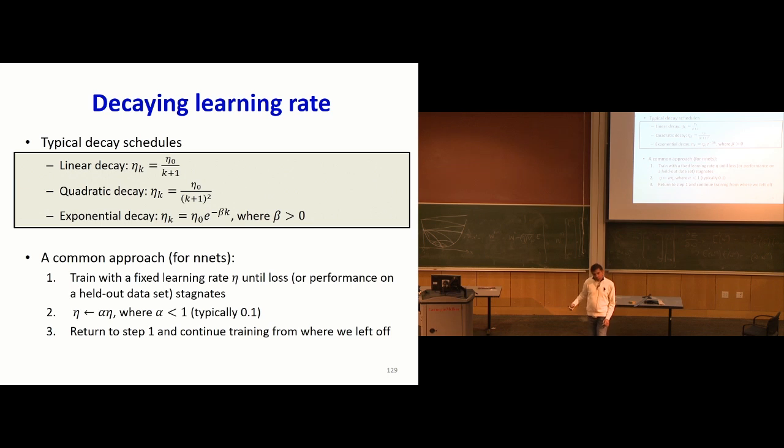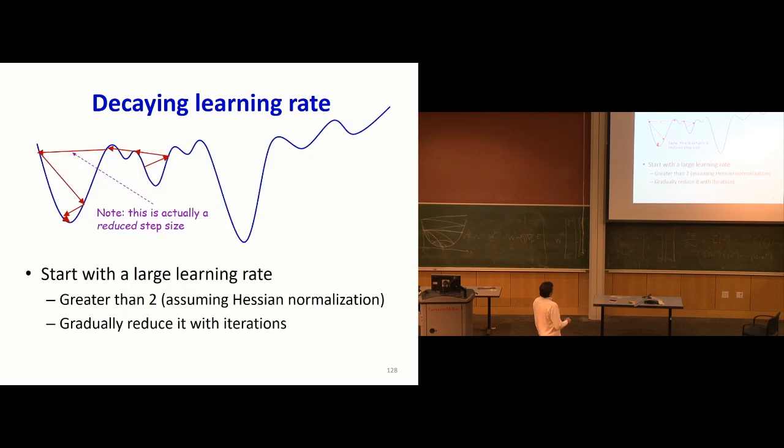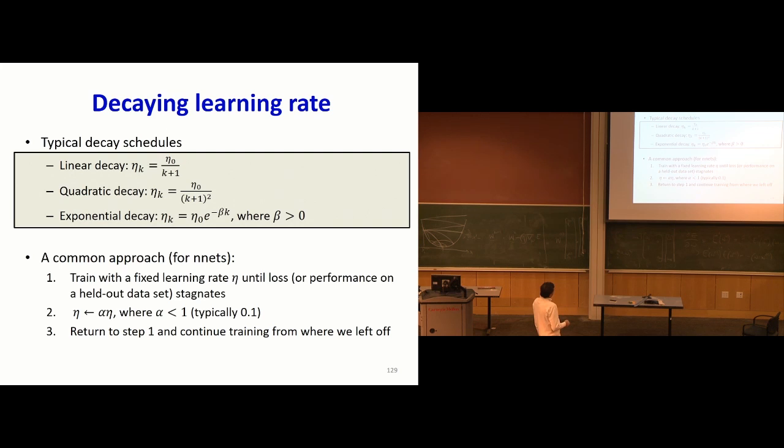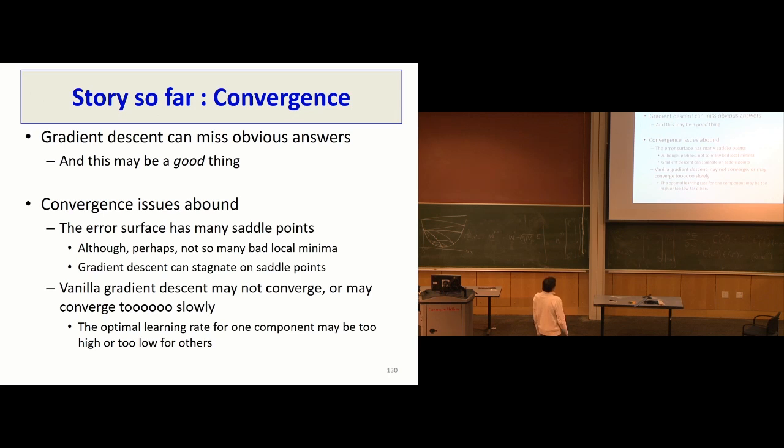Now, a common approach for neural networks in particular is to start off with some fixed learning rate and keep learning with it till the loss stagnates. And when the loss stagnates, that typically means that maybe you come to a bowl of this kind and you're bouncing around in one location, then you decrease the learning rate by some small factor alpha, and then continue the process till the loss stagnates, and then you decrease the learning rate again.